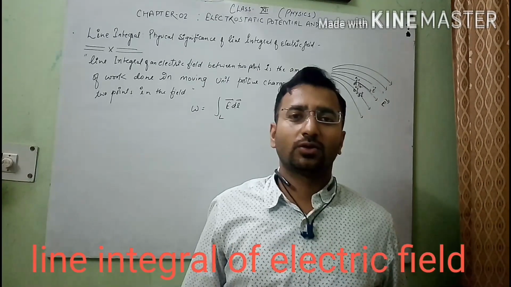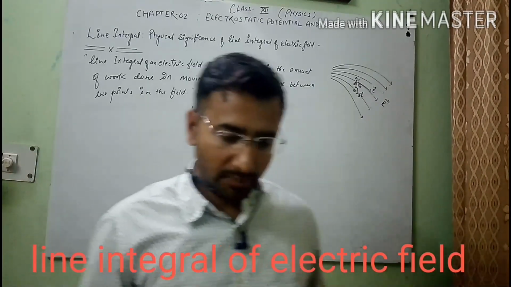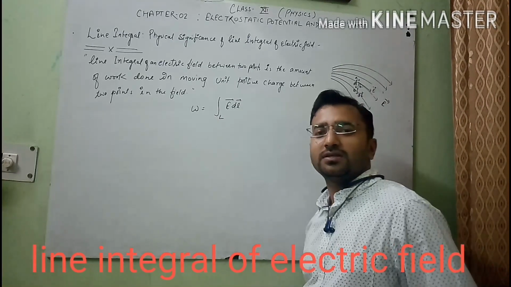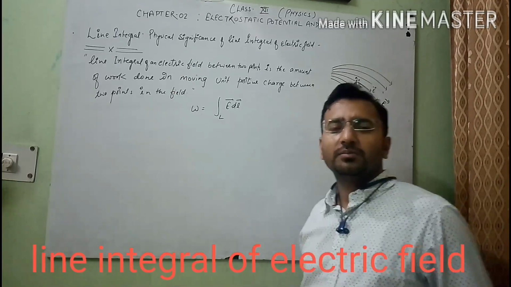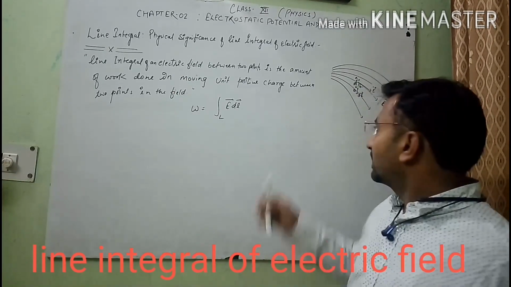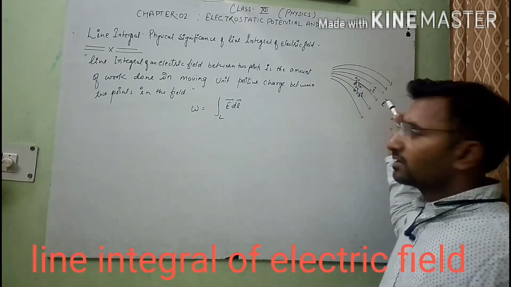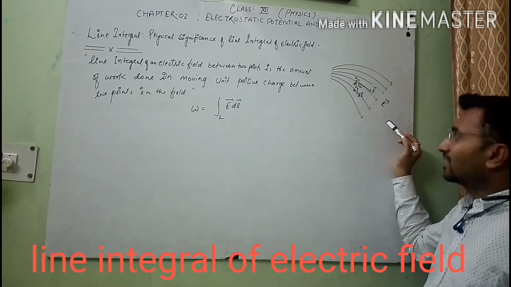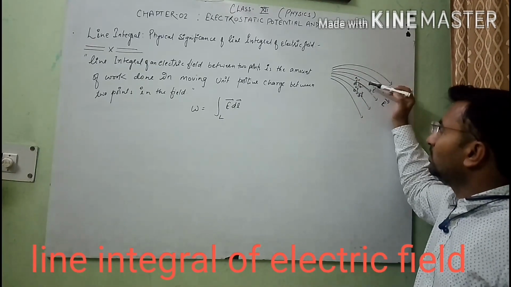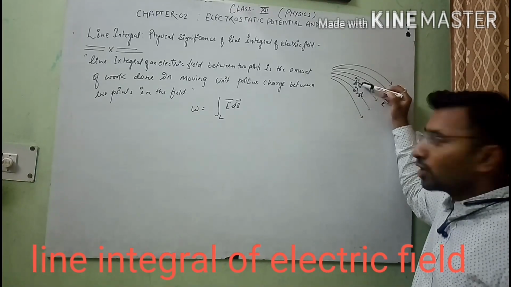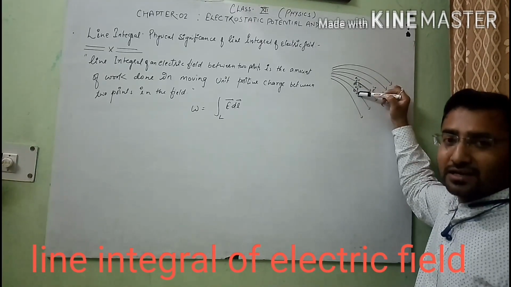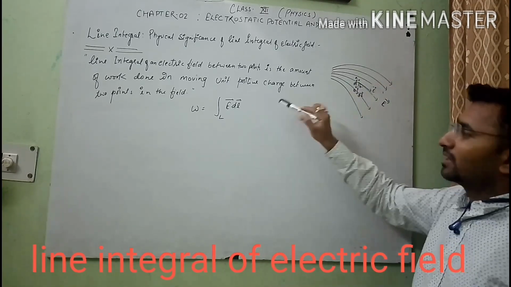Today I am here with the new topic of the second chapter, electrostatic potential and capacitance. The name of this topic is line integral. Line integral means that in the case of a non-uniform electric field, when we want to carry a unit test positive charge from one point to another, or between 2 points inside the electric field, then we use the term line integral.